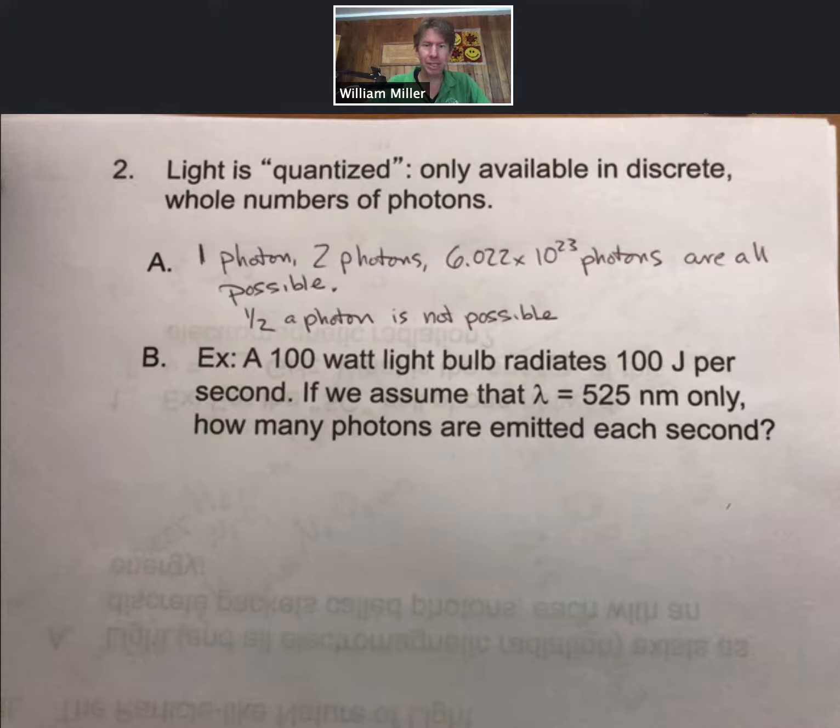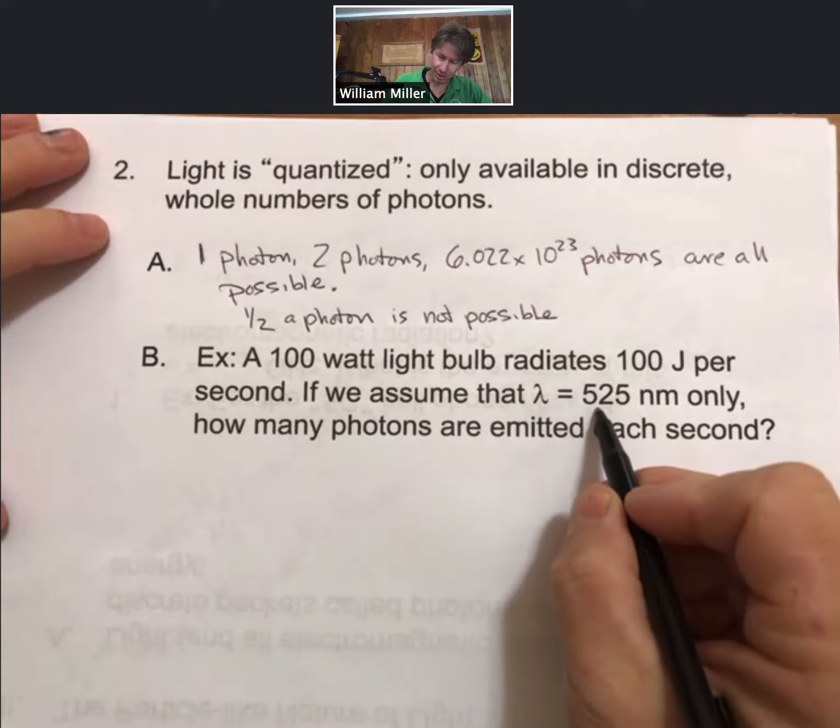So the example says, a 100-watt light bulb radiates 100 joules per second. If we assume that the wavelength of the light bulb is 525 nanometers only, and this is an approximation because light bulbs tend to give off all of the colors of the visible spectrum, depending upon what type of light bulb it is. But for the calculation's sake, we'll just do one wavelength. Then the question is how many photons are emitted each second? And this is a bread and butter or typical calculation that we will do, or two calculations.